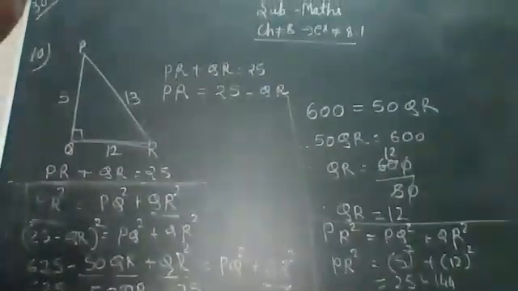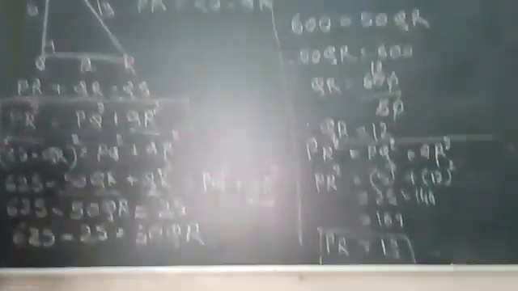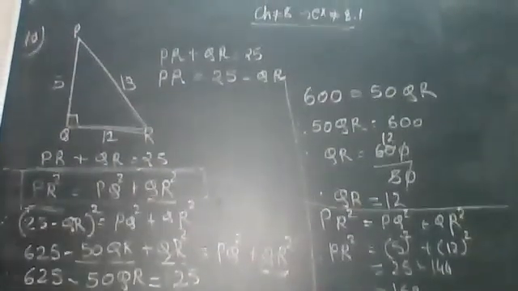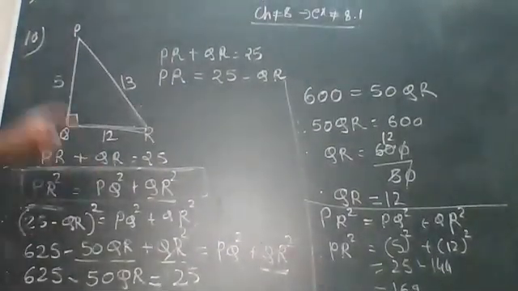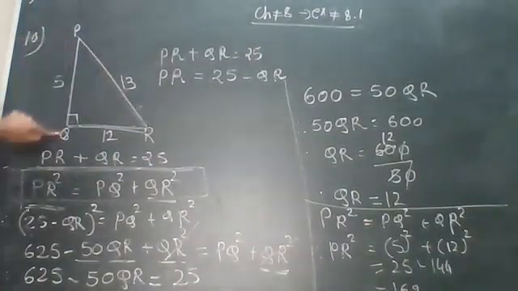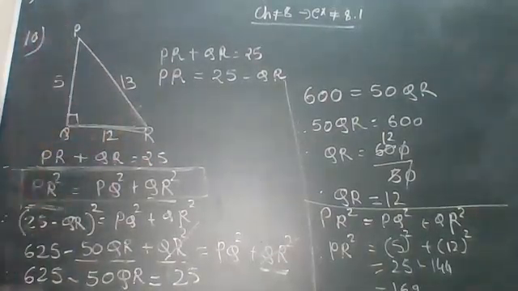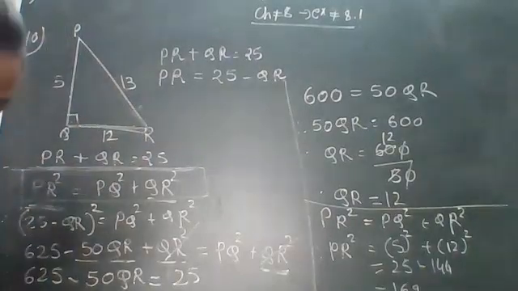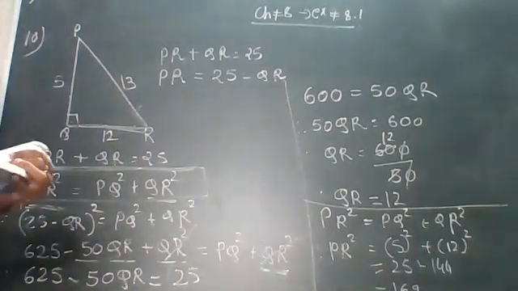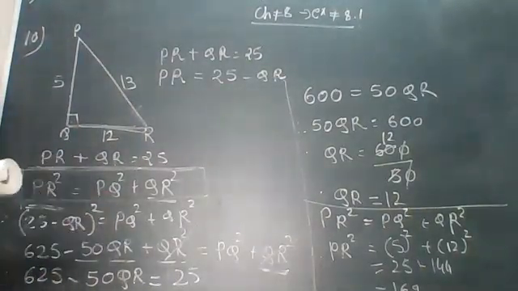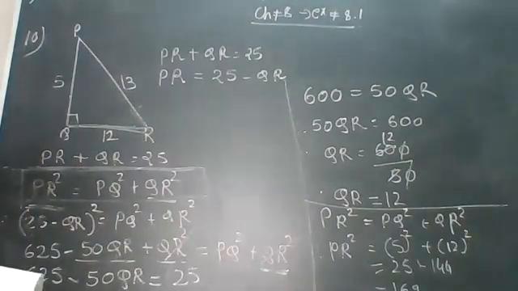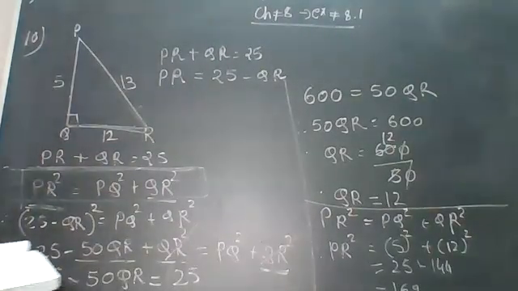Are you getting this much, Anjali, Steffi and Ritika? Yes ma'am. Okay. Like this we got all three sides. PQ was given, QR we got, and PR also we got. Right? Now we have to find out the values of sin P, cos P and tan P. Right?